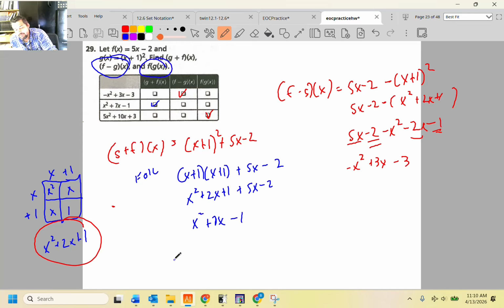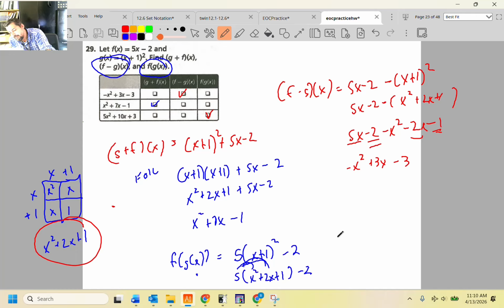This is f of g of x. That means that you start writing down f until you see an x. When you see an x, it becomes g, which is x plus 1 quantity squared. And then there's still the minus 2. Now we happen to know that x plus 1 squared is x squared plus 2x plus 1 because 2 minutes ago we did that work. If we invoke the distributive property, we will have 5x squared plus 10x plus 5, and then minus 2. And 5 minus 2 is 3, so it worked out.